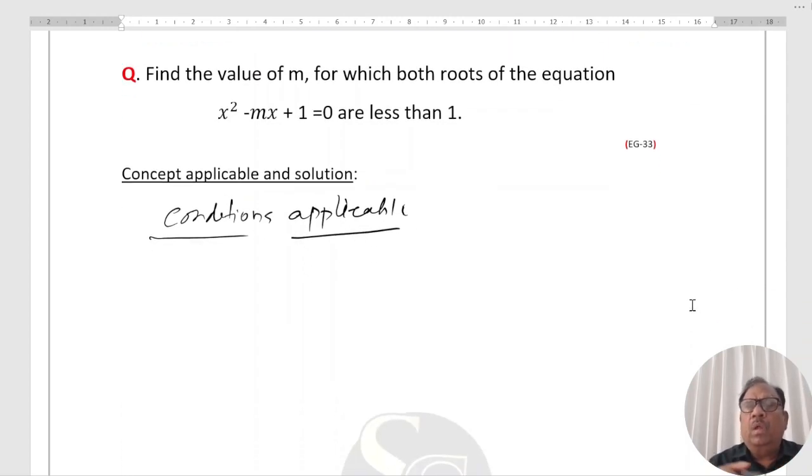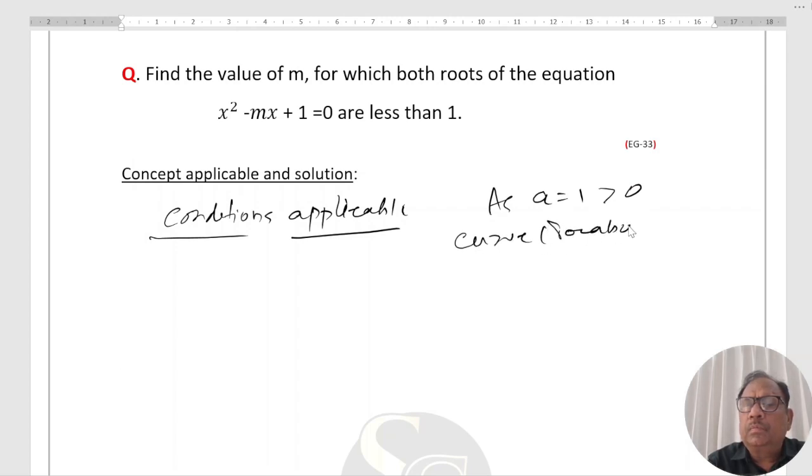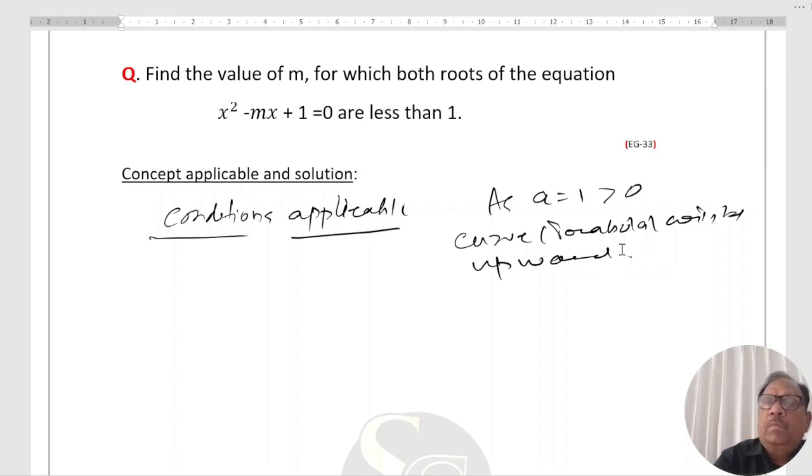As a equal to 1 is greater than 0, the curve, that is the parabola, will be upward. Right? Here k is equal to 1. This is k. The conditions are as follows.